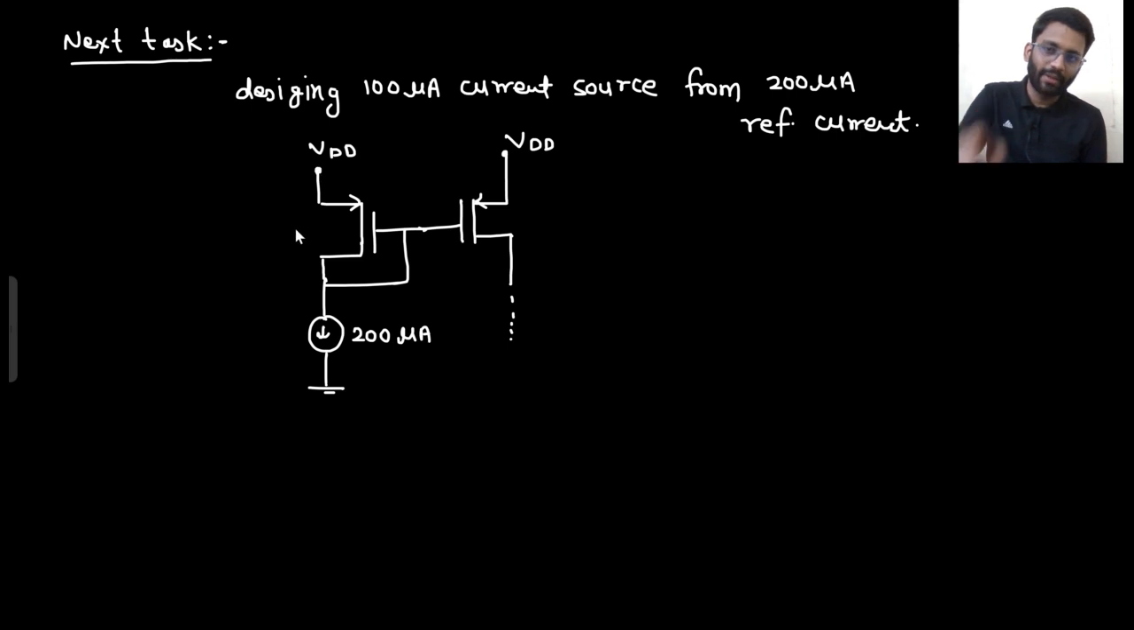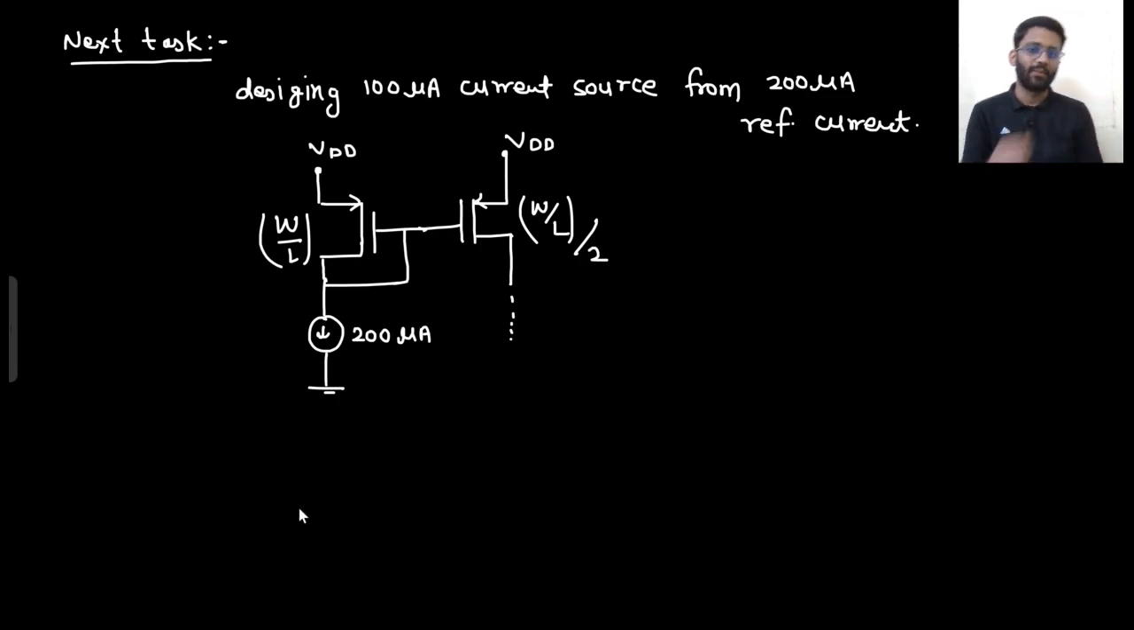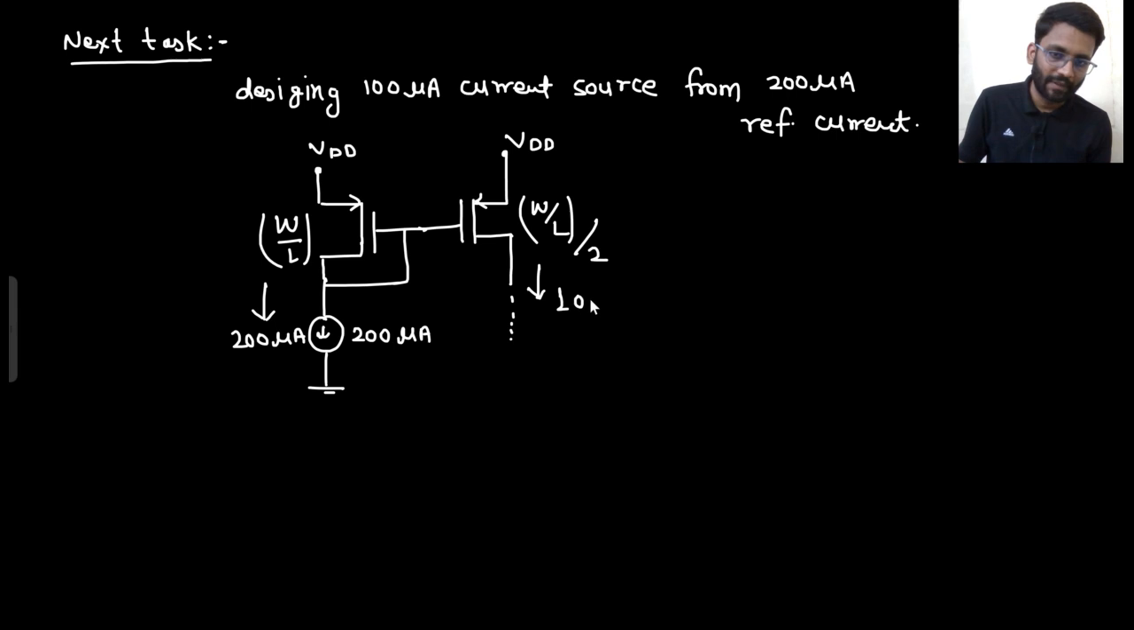So this is the 200 microampere current which is flowing in this MOS as well. Let's just say this has some W by L ratio. What should be the W by L ratio of this transistor? It should be half of this. Are you agreeing to my point? Because if this is having 200 microampere current, and this is having half of W by L, then it will be having 100 microampere current. Are you understanding this point or not?